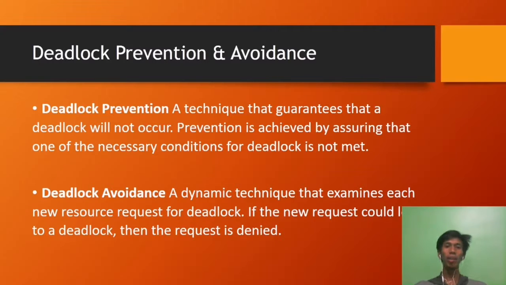Okay, this is the meaning of deadlock prevention and avoidance. Deadlock prevention is a technique that guarantees that a deadlock will not occur. Prevention is achieved by assuring that one of the necessary conditions for deadlock is not met. Deadlock avoidance is a dynamic technique that examines each new resource request for deadlock. If the new request could lead to a deadlock, then the request is denied.